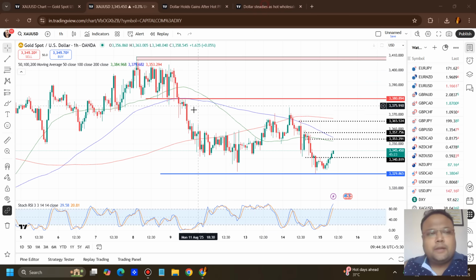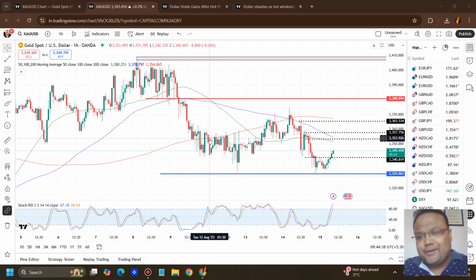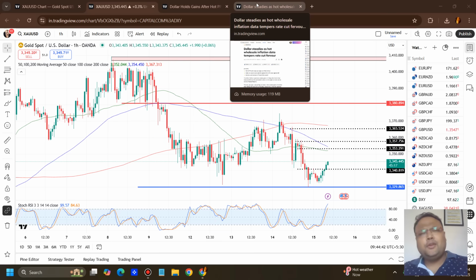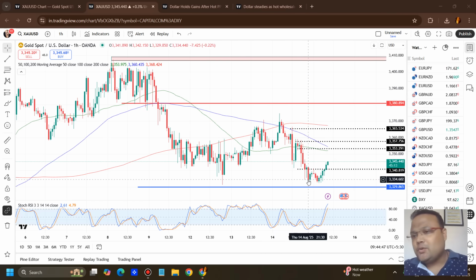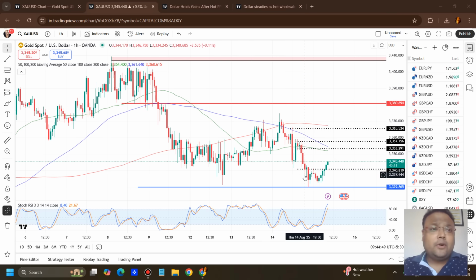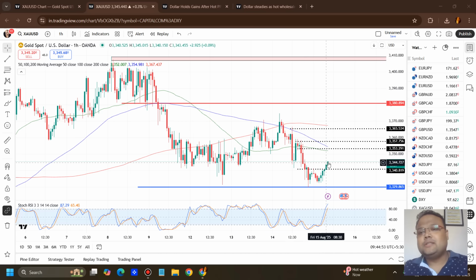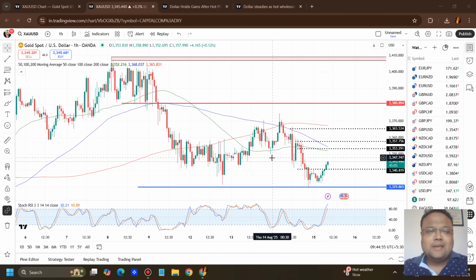So let's get started. My dear friends, this is the hourly chart of gold in front of us, and we can see that after making a low of 3292​8, gold is trying to recover again. While recording the video, gold is trading around 3345​46. This is the current market price.